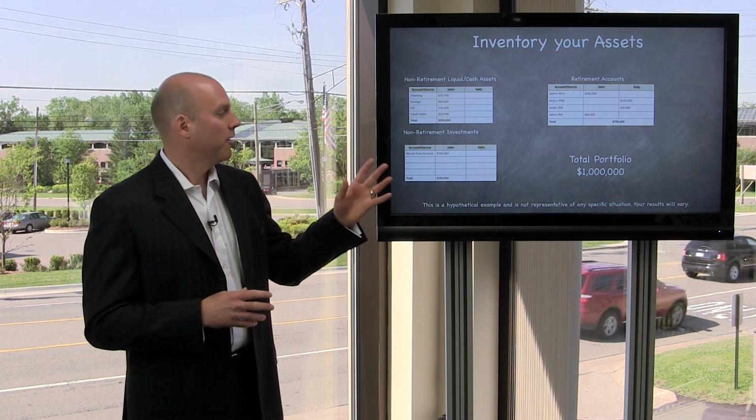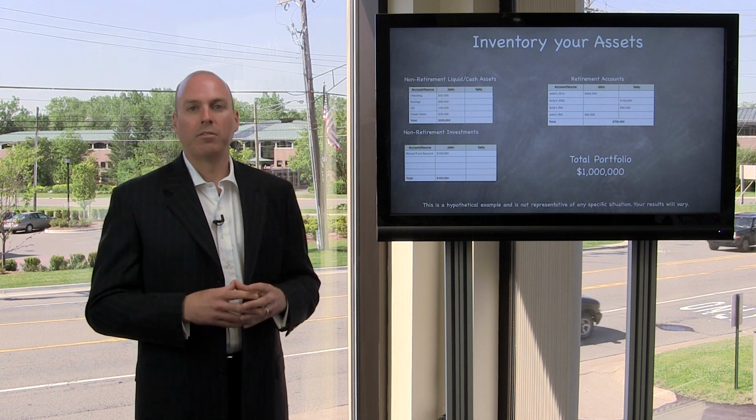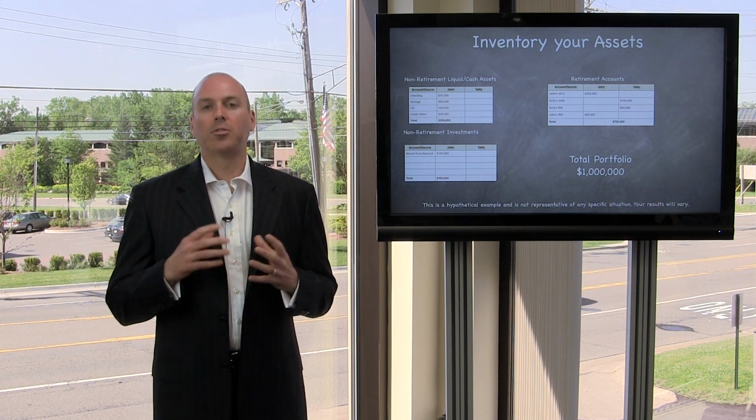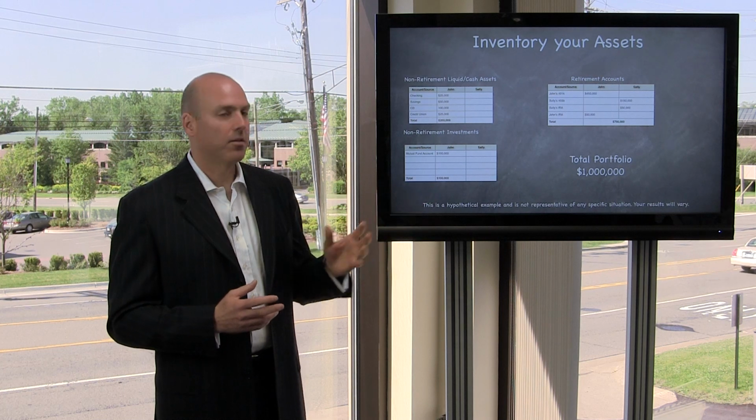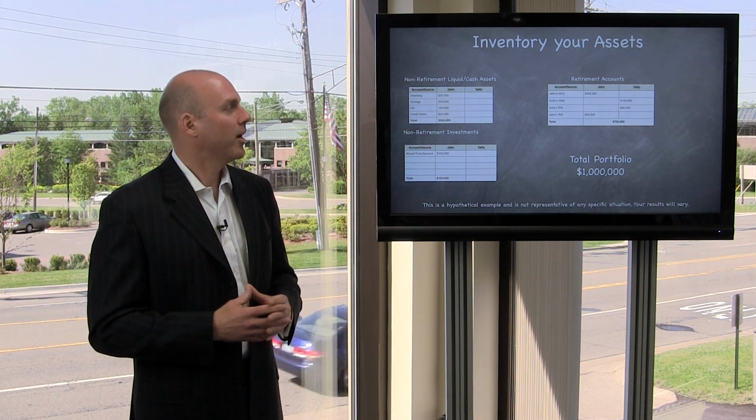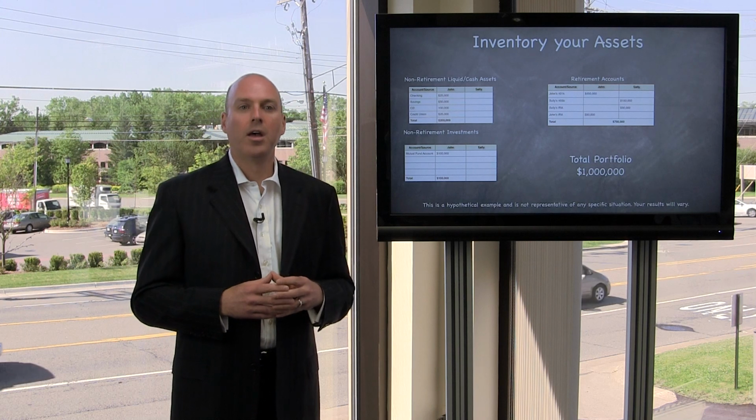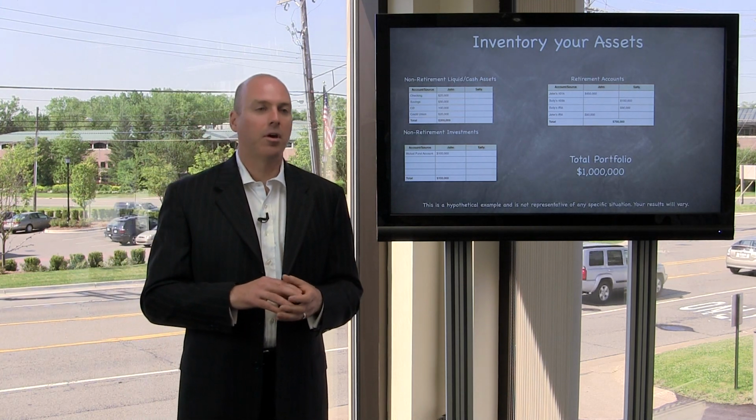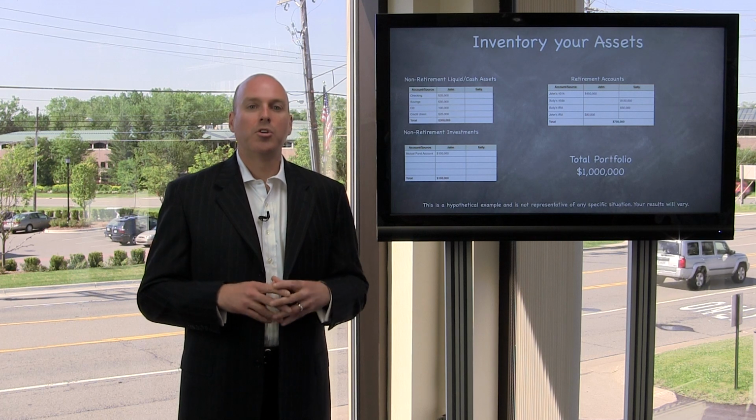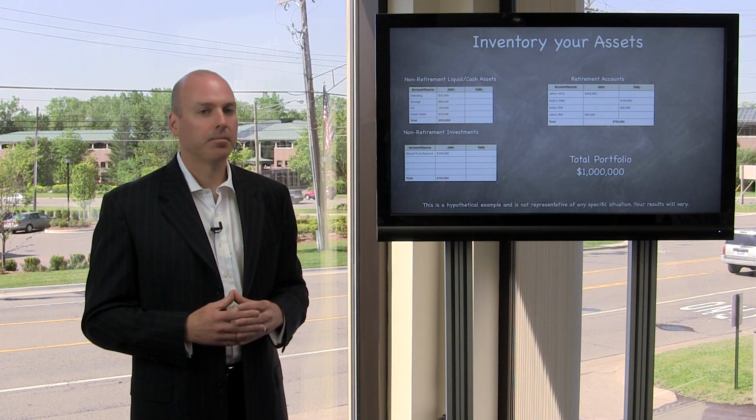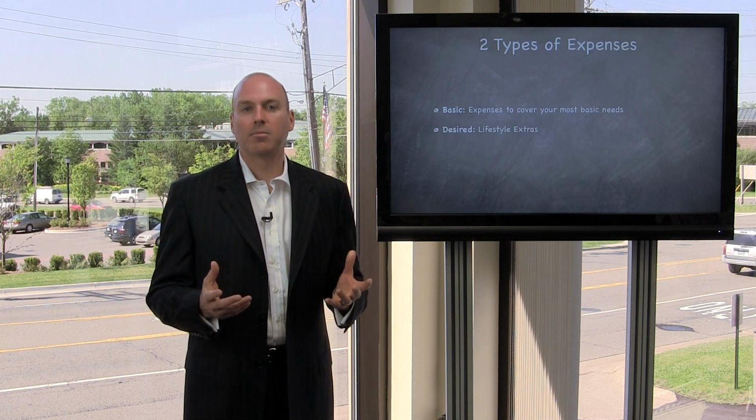They also have $100,000 in a mutual fund account, which we've listed in the non-retirement, non-liquid category. This brings their total non-retirement assets up to $300,000. Then they have some retirement assets. John has a 401k plan, Sally has a 403b, and they both have some IRA accounts. Altogether, their retirement accounts add up to another $700,000, which brings their total portfolio assets up to $1 million for John and Sally.